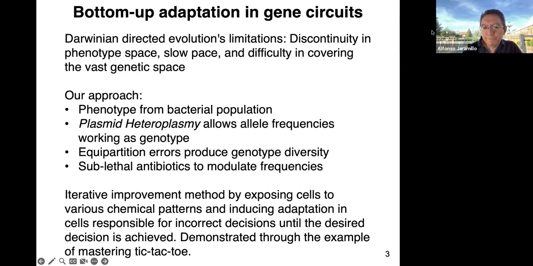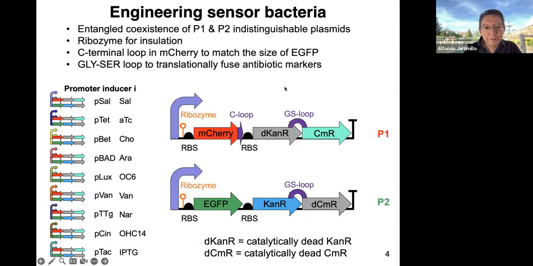Okay, so now let's go a little bit more into detail. I have more or less summarized what I'm going to talk about, and now I'm going to tell you exactly how I do it. The first thing we are going to do is engineer the cells to have two plasmids, which we are going to call P1 and P2.